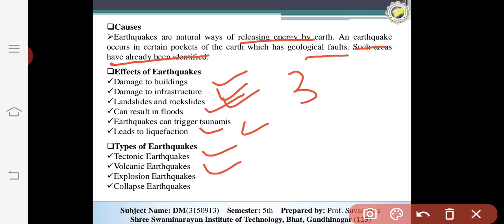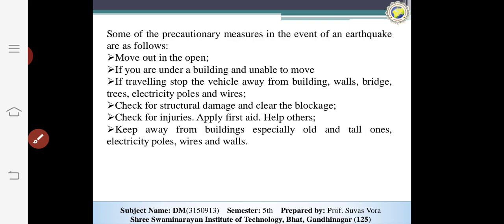Then after that, the explosion earthquake. These are caused by nuclear explosions. So when nuclear explosions occur, that place will be affected, and then the earthquake will arrive and collapse. These kinds of earthquake are generally smaller and most commonly occur near underground mines. They are sometimes referred to as mine bursts. So these are the causes, effects and types of the earthquake.